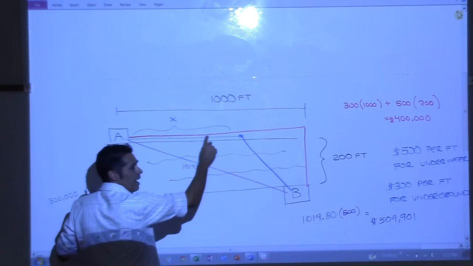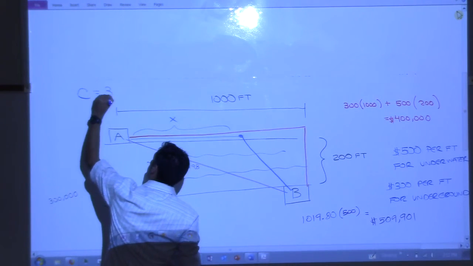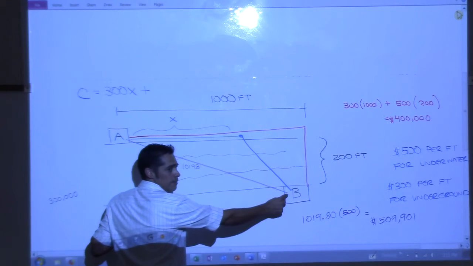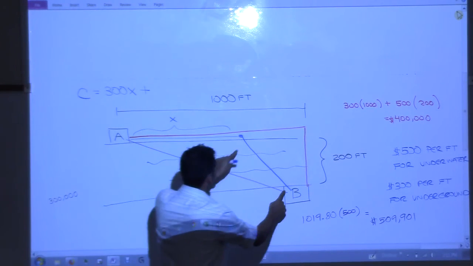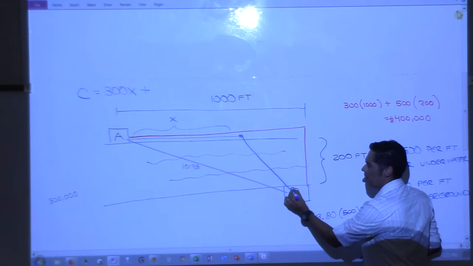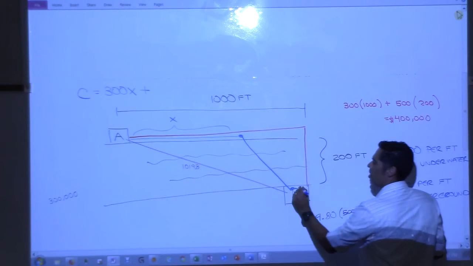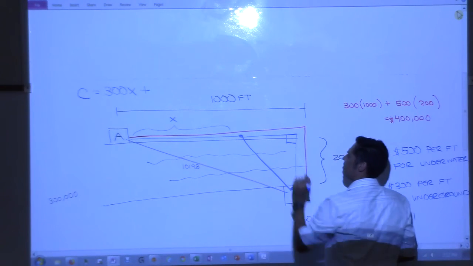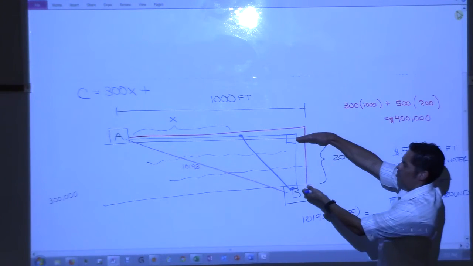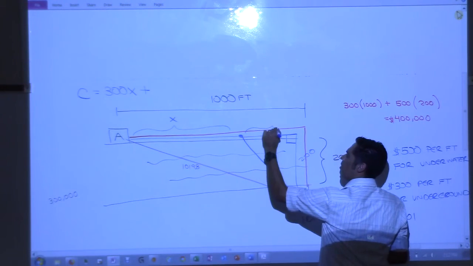This distance, X, times what? 300. So far my cost is 300 times X, but then plus, now I need to go from here to here. Do we know this distance? It is no longer 1,019.8. The distance from here to here is based off a different triangle. It's the triangle that goes up and over like this, right? Do we know this side of the triangle? 200, that's not changing. Do we know this side of the triangle?